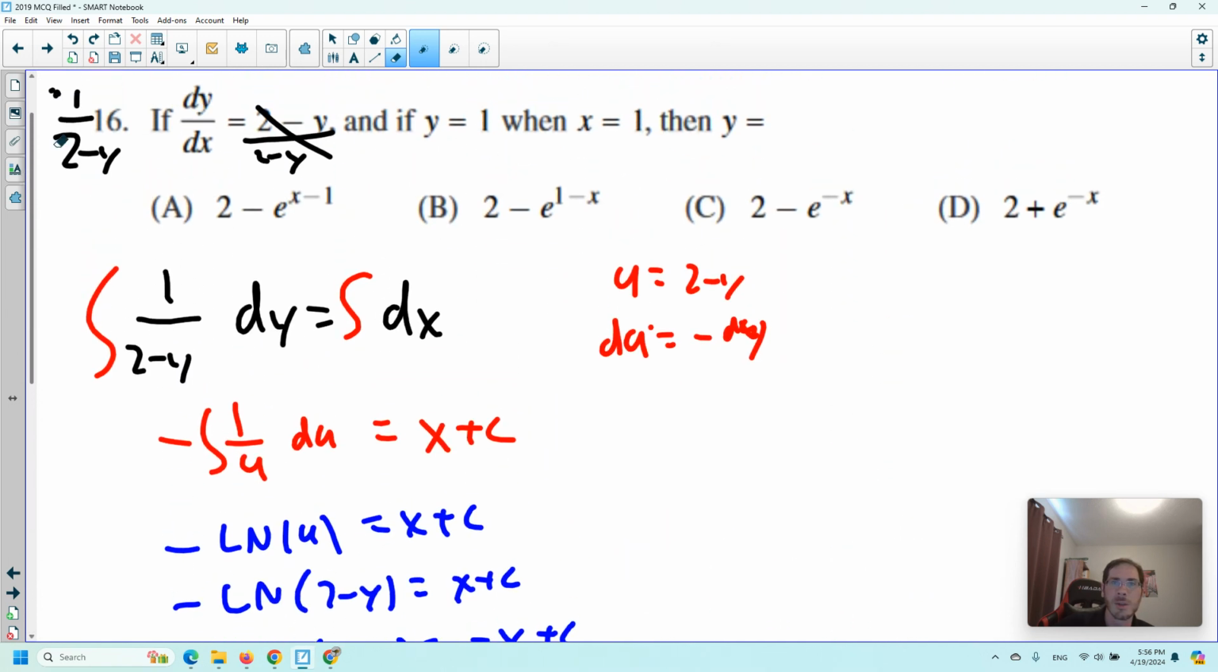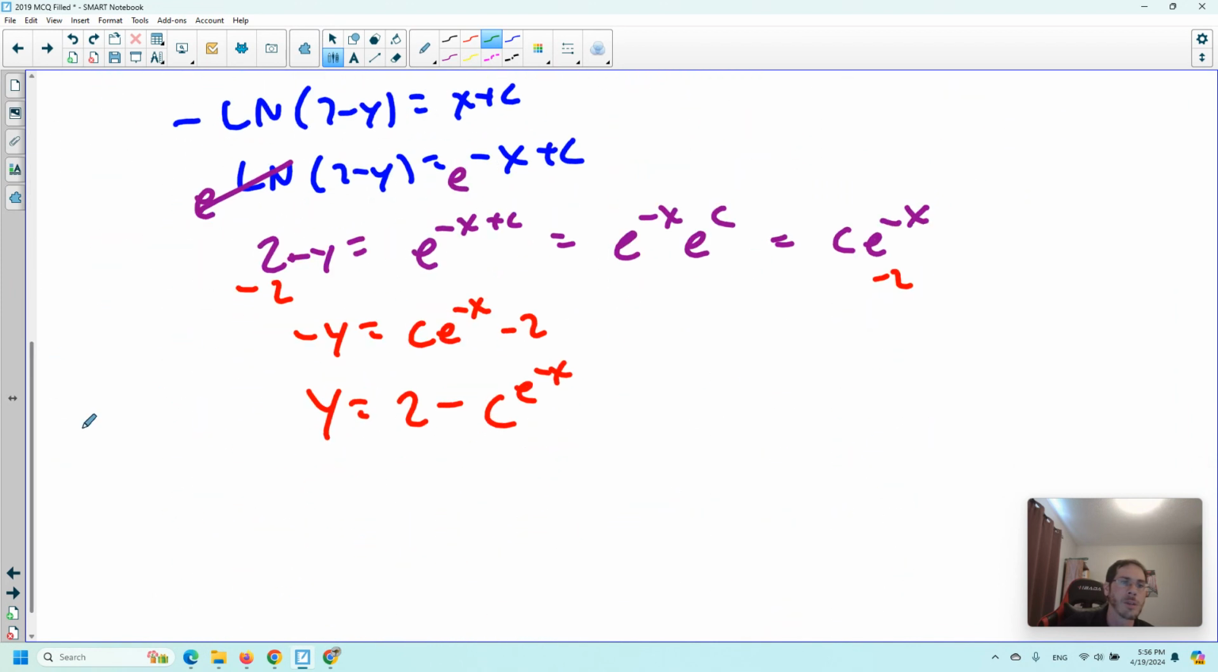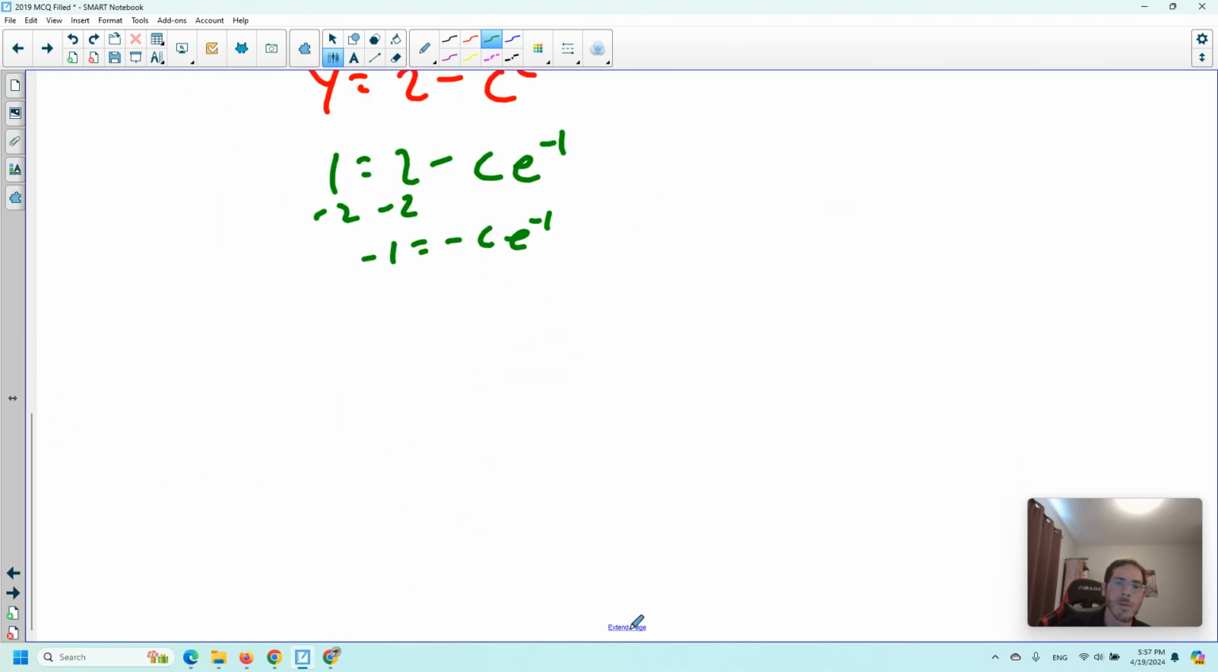What are we told again? We're told when x equals 1, y equals 1. All right, so we're going to plug 1 here. 2 minus c e to the negative 1. Okay. Guess we're subtracting that 2 back over here. So negative 1 equals negative c e to the negative 1. Get rid of the negative signs on both sides. 1 equals c e to the negative 1. We're going to multiply by e to the positive 1, because negative 1 plus positive 1 would cancel those out. So e is equal to c.